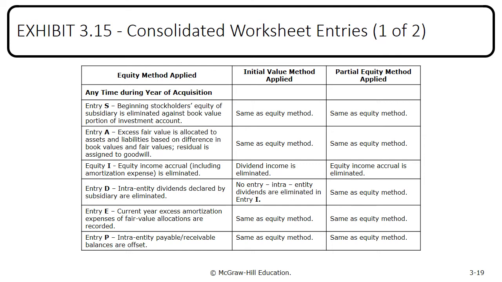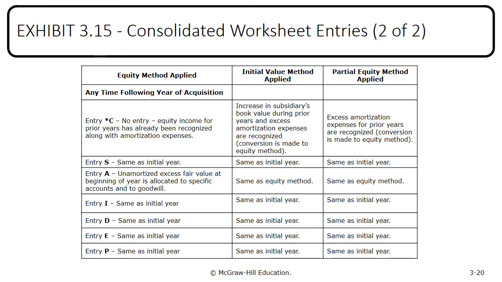And then we saw partial equity method. S and A are the same as your equity method. I, you'll eliminate the equity income. D, any dividends are eliminated, as well as E and P, same as equity. So it's really when we're trying to eliminate income and dividends, that's where the differences are.